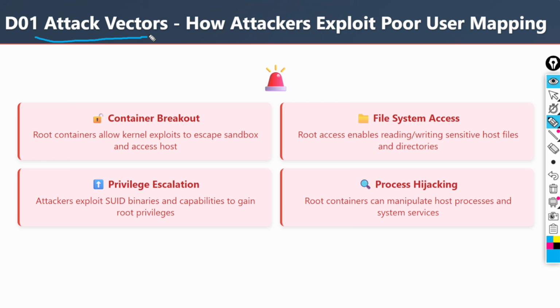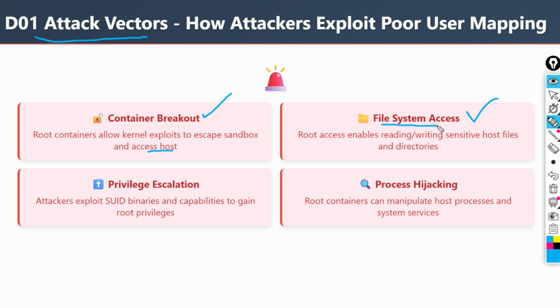Okay, and coming to the attack vectors, the first one is container breakout. Container breakout is basically that root containers allow some kernel exploits to escape a sandbox and gain access to the host. So breaking out from the existing container is basically a container breakout. And file system access. The root access enables reading and writing sensitive information or files in the host's file directory.